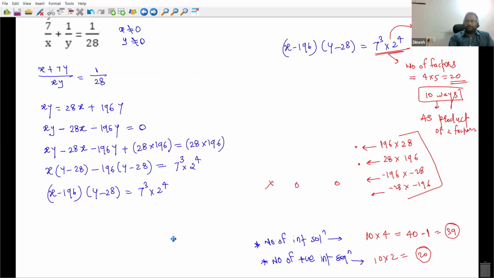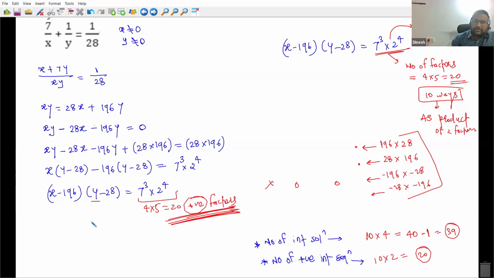So look here, everyone. This number is having how many factors? The number of factors are 20 factors. Okay, 4 into 5, 20 positive factors. Are you getting this? So can I say y minus 28 should be a factor of 7 cube into 2 to the power 4? It can be a positive factor or negative factor.